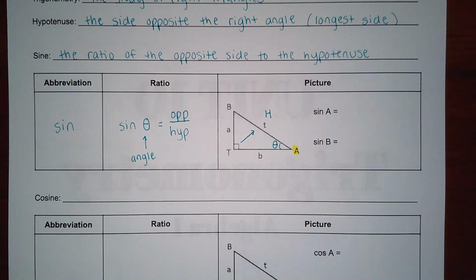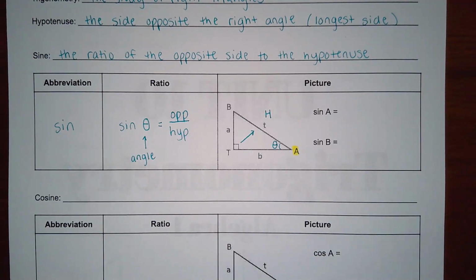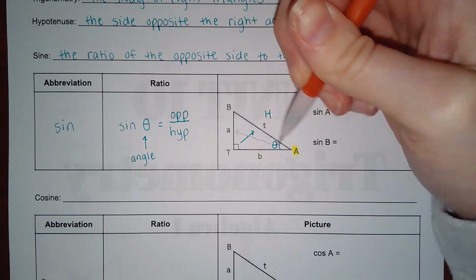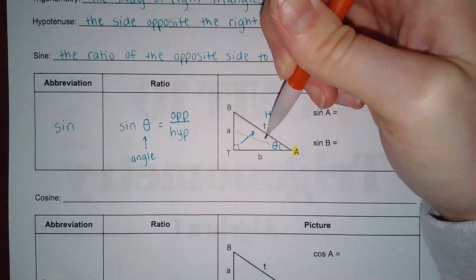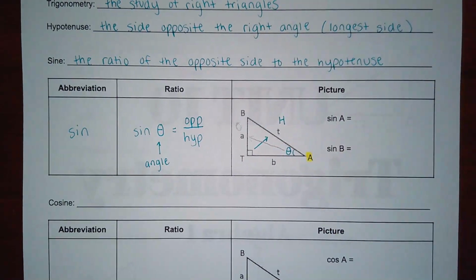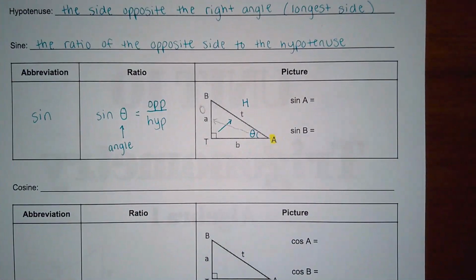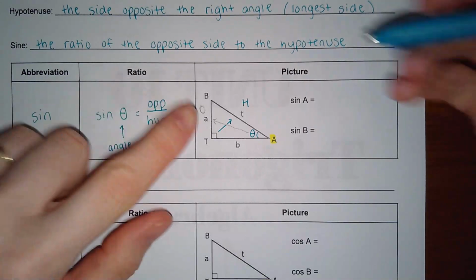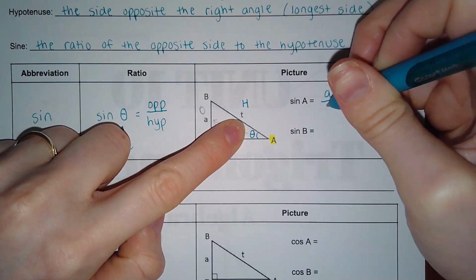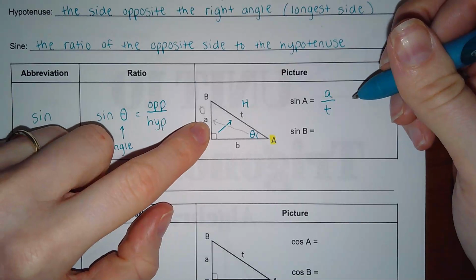Now, our other side that we're looking for is the opposite side. And the opposite side, I'm going to use a pencil to label this because it's going to change when we change angles. If I go opposite the angle that I'm looking at, we were looking at angle A, so if I go opposite that angle, that's going to make this side here the opposite side. So to set up the sine, we're going to set up a ratio, or in other words, a fraction, and it's going to be the opposite side. The opposite side was a over the hypotenuse, which was t. So that would be a over t.